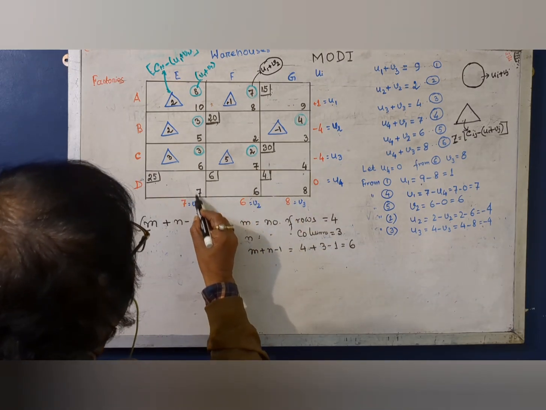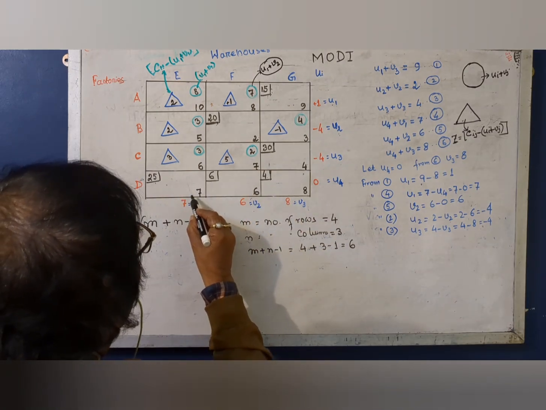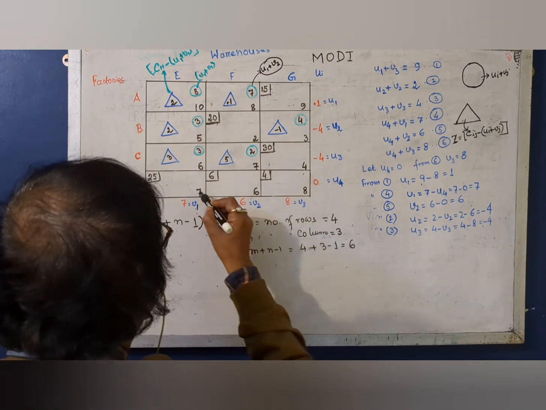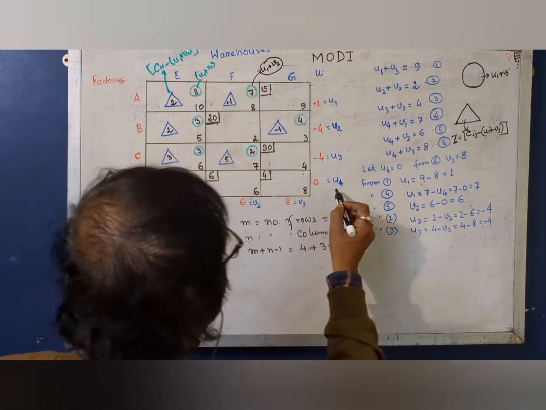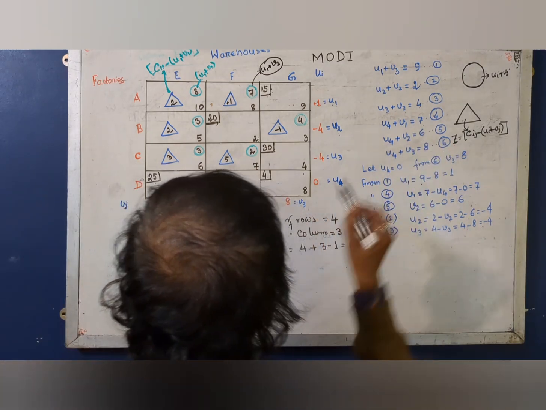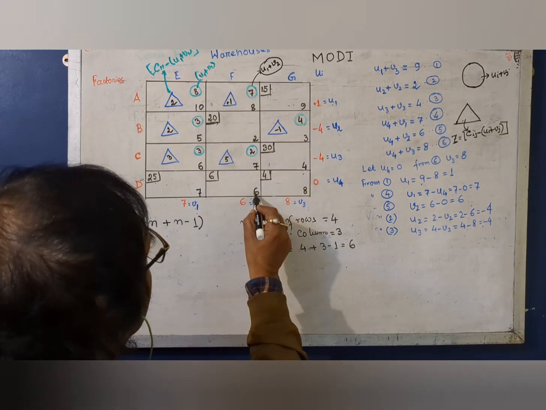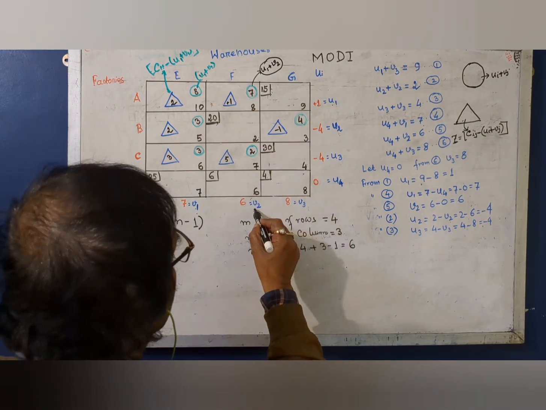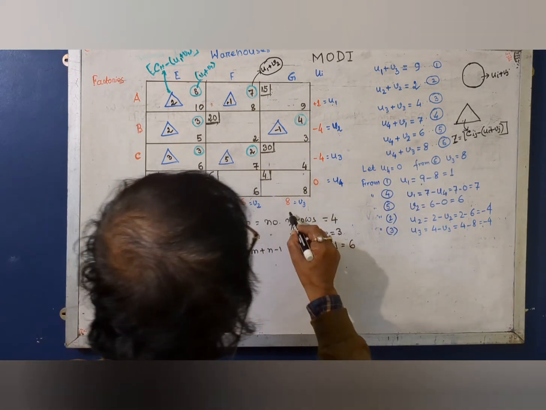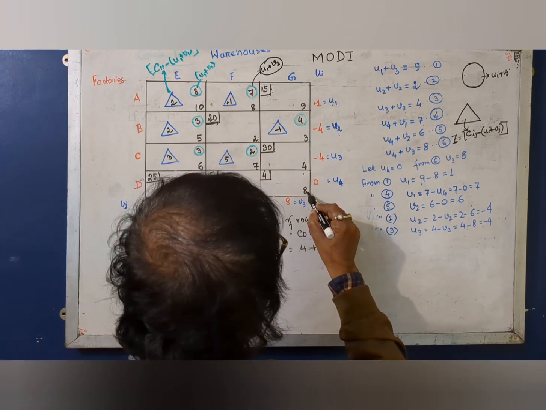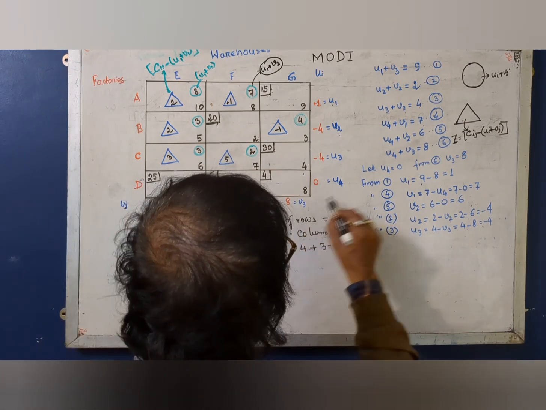That's why 7 is equal to v1 plus v4. If we add this, then you will get this. So v1 plus v4, we check, v1 plus v4 is equal to 7. This is also a basic cell. 6 is equal to v4 plus v2. v4 plus v2 is equal to 6. And the last one, this is 8, is equal to v4 plus v3.